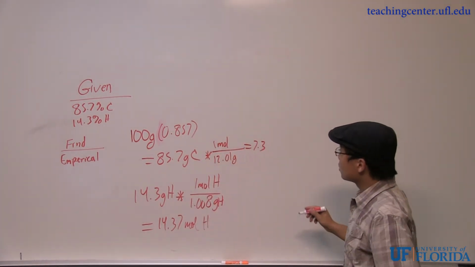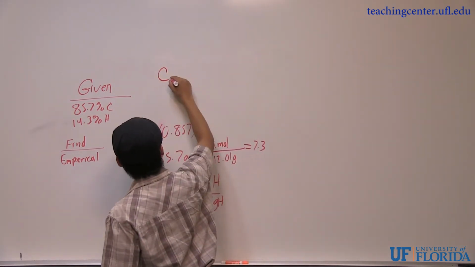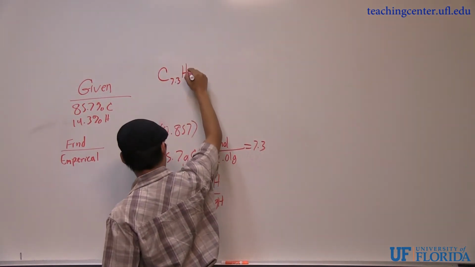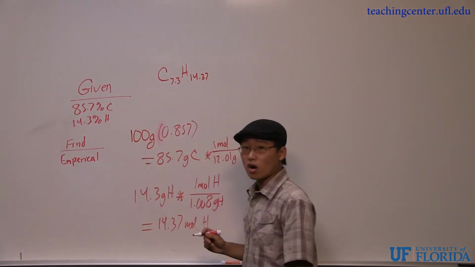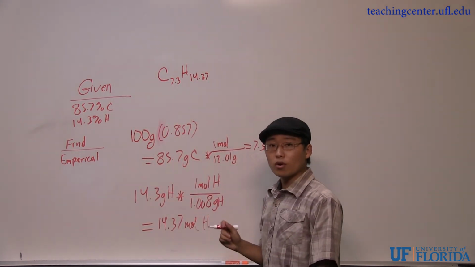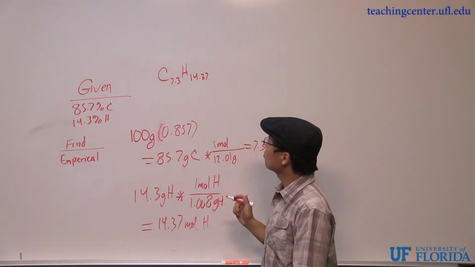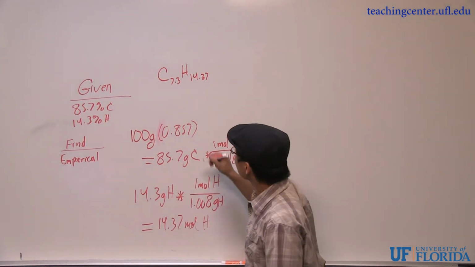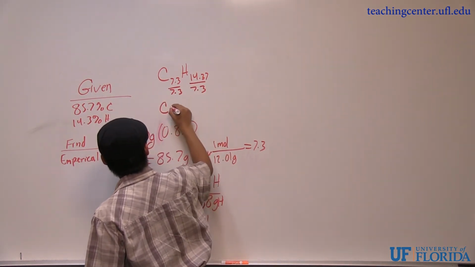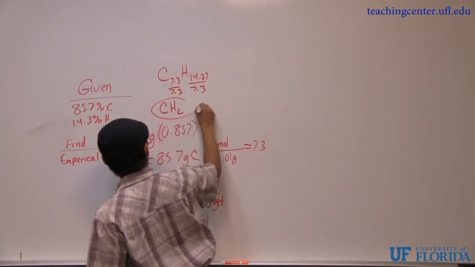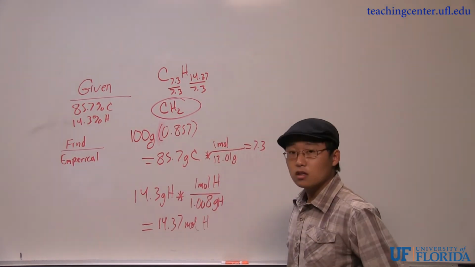So next, I realize that I have C 7.3, H 14.37. But that looks really wonky because we have decimals. So what we're going to do is divide both by the smaller of the two numbers. So we're going to divide both by 7.3, and we should get CH2. And you have your answer.